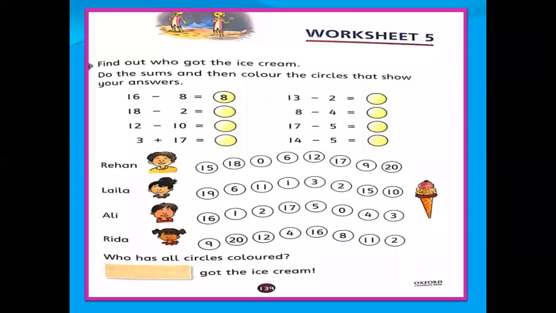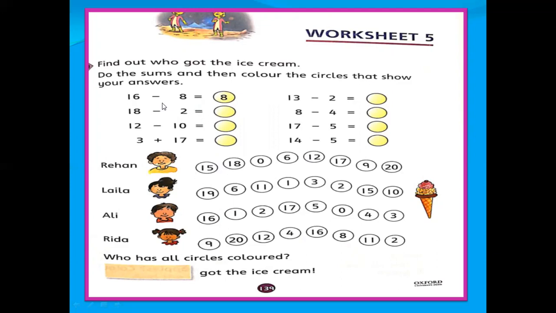This is the page number 139, the worksheet. The worksheet means you have done this type of questions, and this is the revision. Find out who got the ice cream, do the sum, and then color the circle that shows your answer. First of all, we will do these subtraction and addition and write the answer in the circle, and after that color the circle that shows your answer.